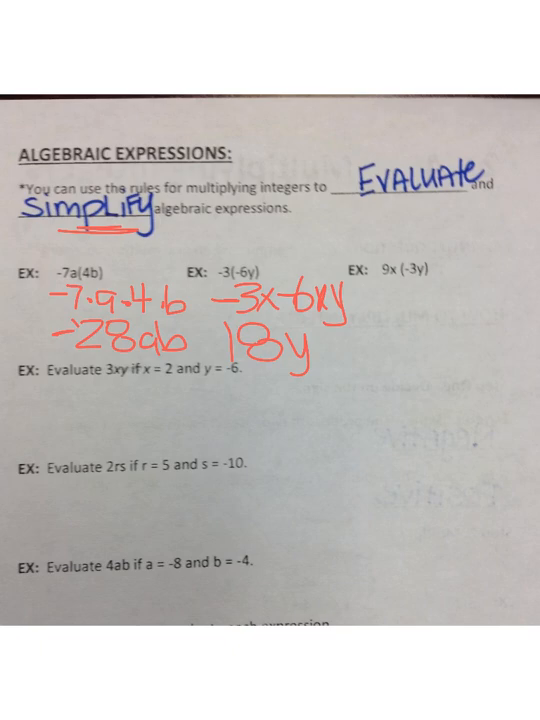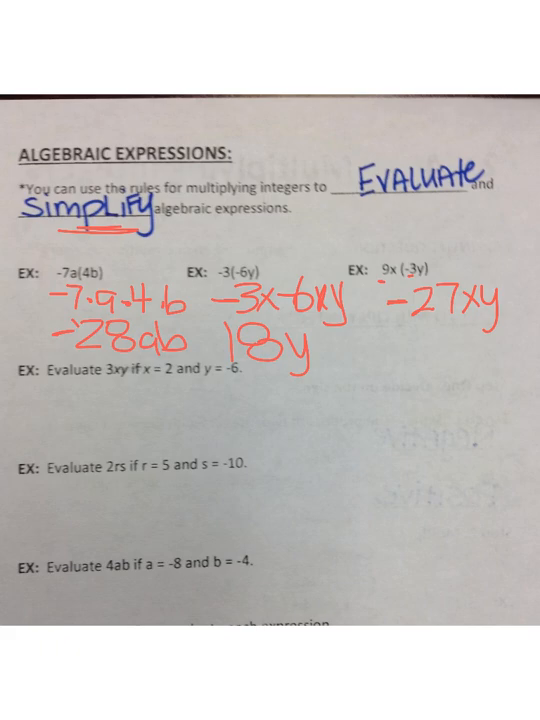Example 9, we have 9 times x times negative 3 times y. Again, the 9 and the negative 3 are coefficients, and they're like terms. We can simplify those by multiplying 9 times negative 3, which is negative 27. Then we have left over times x times y, and that would be the simplified version. So that was simplifying algebraic expressions by multiplying the coefficients.